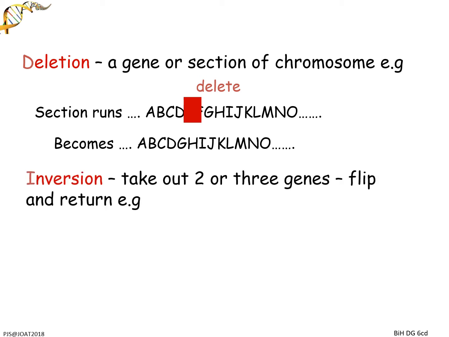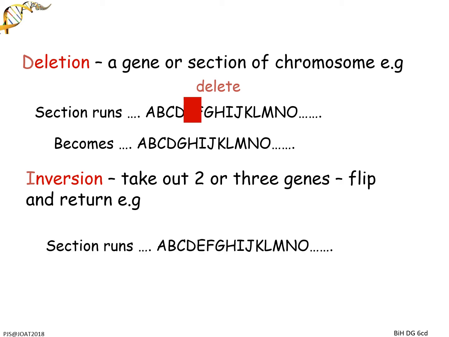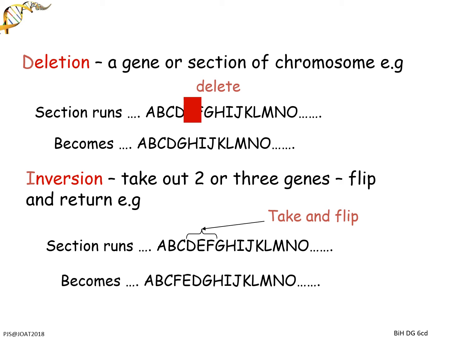Inversion hopefully also sounds okay, because if you invert something you just flip it over. So what you need to do here is to take out 2 or 3 or more genes, flip them over and return them. So I can take something that reads A, B, C, D, E, F, etc., flip it over and I get A, B, C, F, E, D, G, H, I, J. Okay, so we've not changed the number of genes here, but we've changed the order of genes, and that can be super important, especially if you swapped out where its promoters were and things like that.